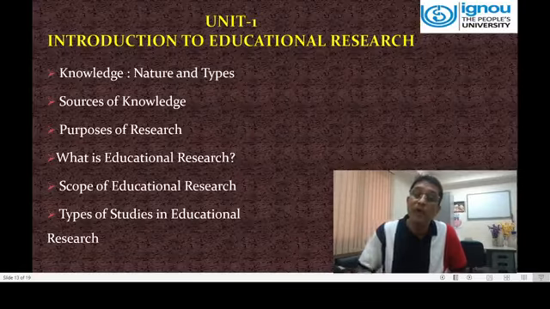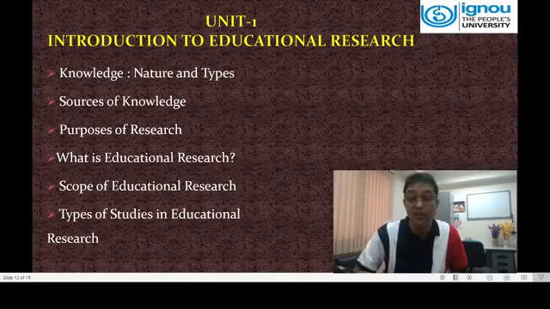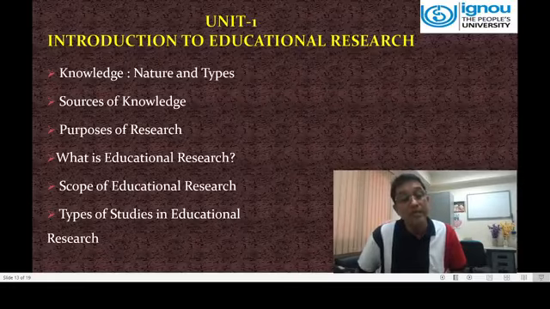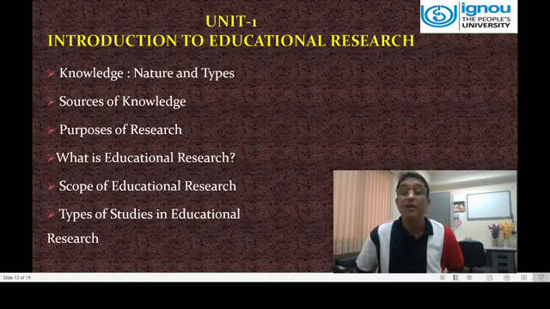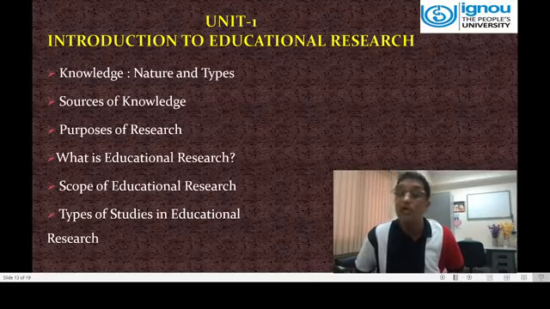Our purpose is first the generation of knowledge. You have to create, you have to generate knowledge. Much knowledge has been created earlier, but further you have to create knowledge. So by conducting research, you have to reach new knowledge. You have to create new knowledge. So this is one purpose. And the second purpose is solving problems.